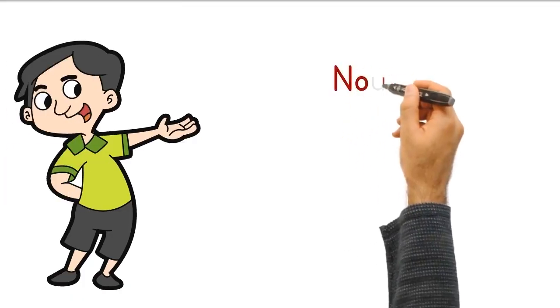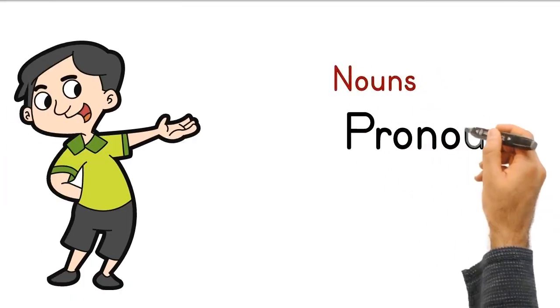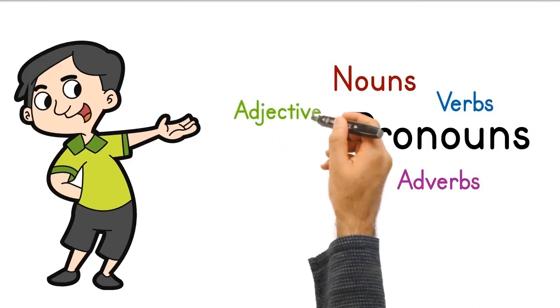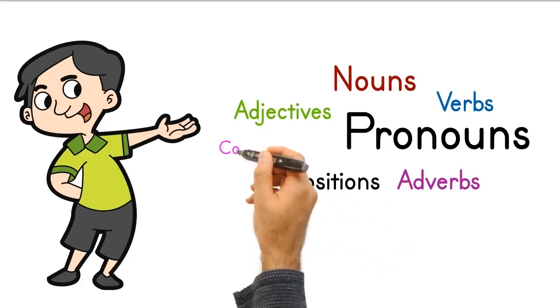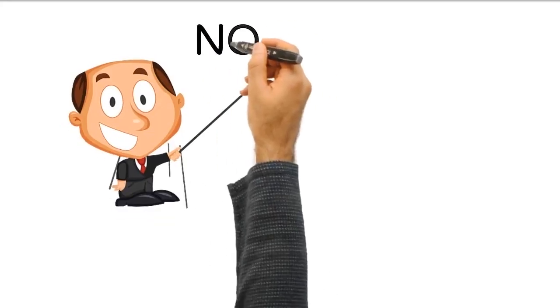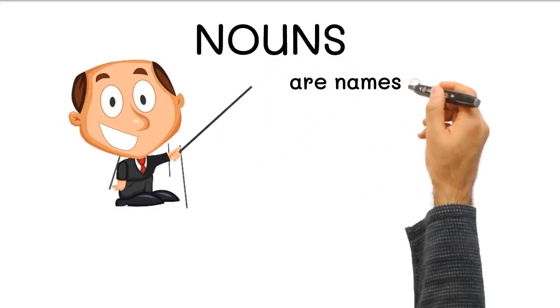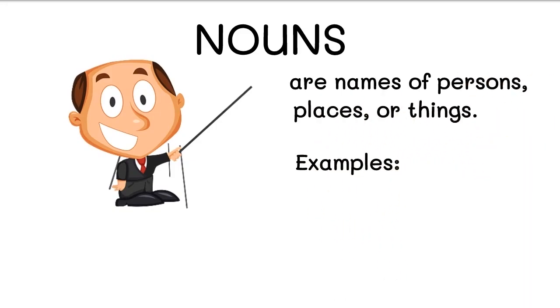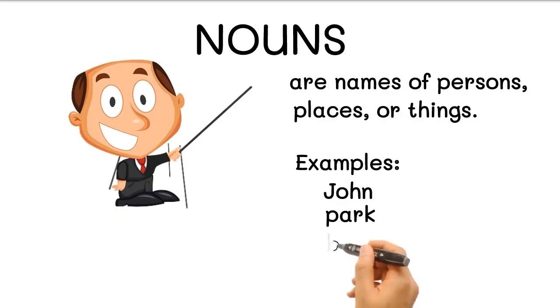These are the 8 parts of speech: nouns, pronouns, verbs, adverbs, adjectives, prepositions, conjunctions, and interjections. Let's have a look at the definition of each part of speech. Nouns are names of persons, places, or things. Examples are John, park, book.